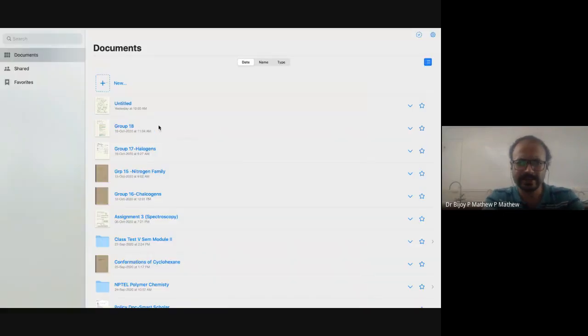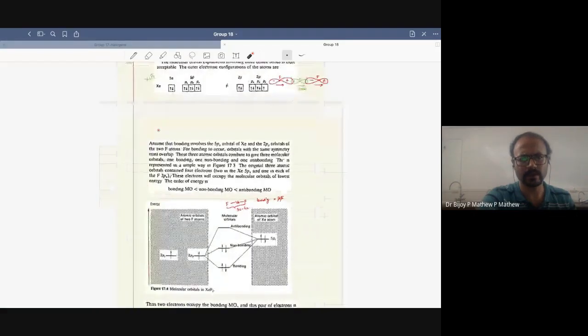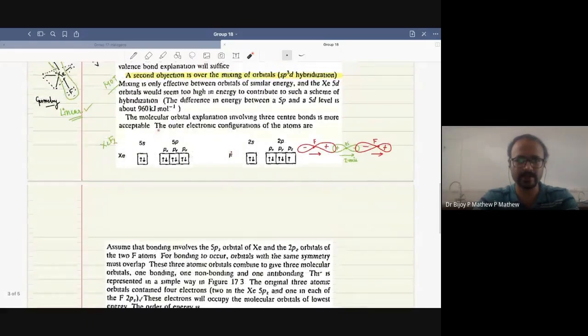So let us go back, because that finishes our group 17. Yeah, that finishes our discussion on halogens. So we are left with group 18, a little bit of it, because most of the things we have already discussed in the last class, when we started discussing the noble gases. So I'll continue with our discussion on the compounds that are formed with xenon.